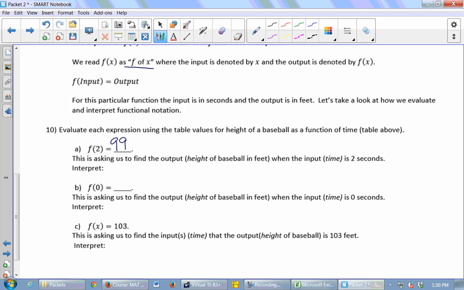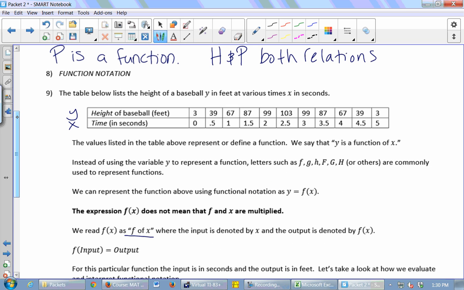And to interpret this mathematical sentence that says f of 2 equals 99, an English sentence that interprets what that means would be: at 2 seconds, the baseball is at 99 feet. Right. And Jesse, how did you know that? Just looked at the table, found 2 seconds, look up at 99. Very good.